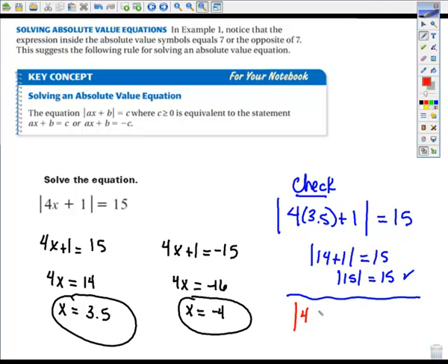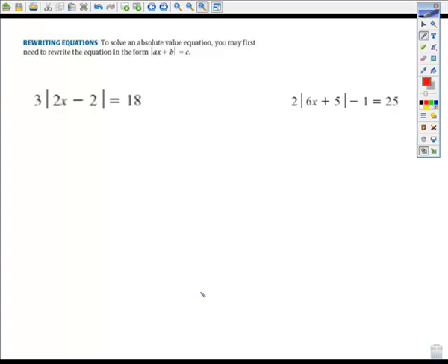Absolute value of 4 times negative 4 plus 1. Does that equal positive 15? 4 times negative 4 is negative 16, and then I have plus 1 equals negative 15. And so I'm taking the absolute value of negative 15, which does equal 15. So both of these are my solutions. Let's try a couple more.